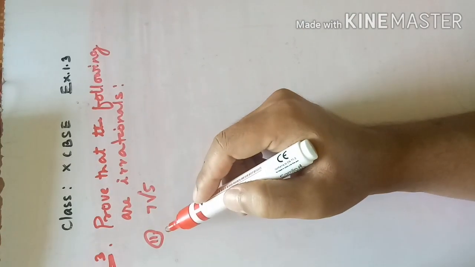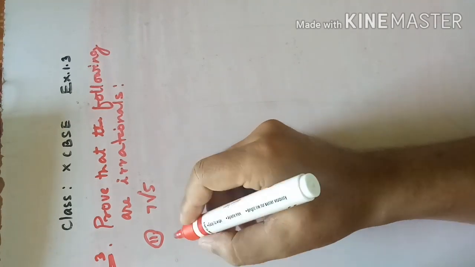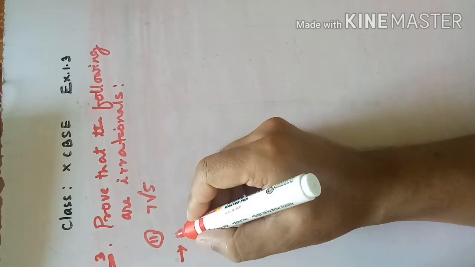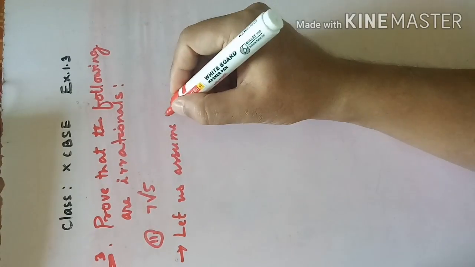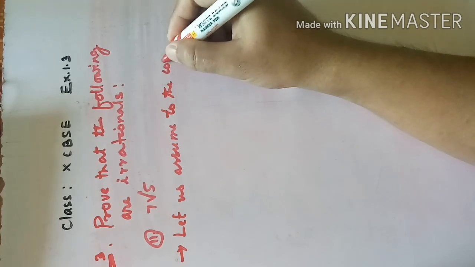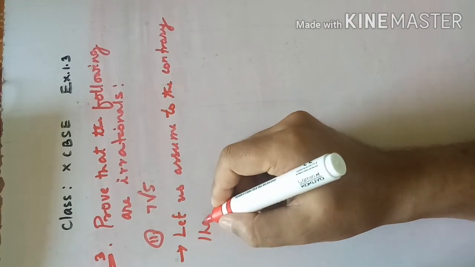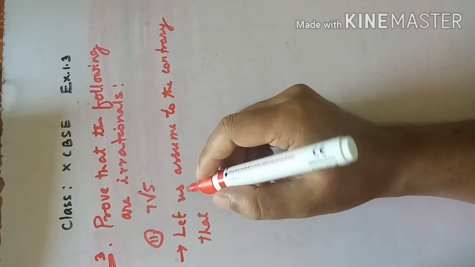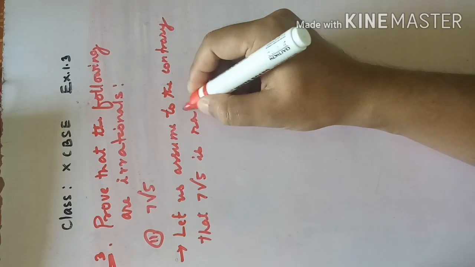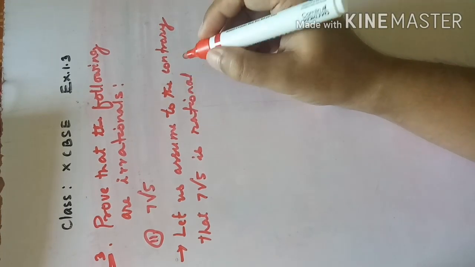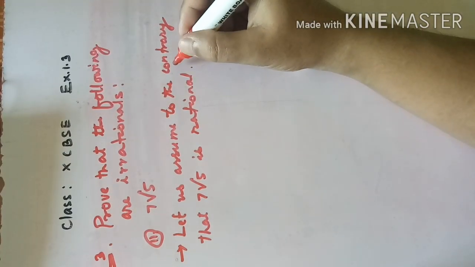Question number 3, second sum. 7 root 5 is irrational. We have to prove this now. So first of all, let us assume to the contrary that 7 root 5 is rational. The question says that 7 root 5 is irrational, but opposite to that, I consider now that 7 root 5 is rational.